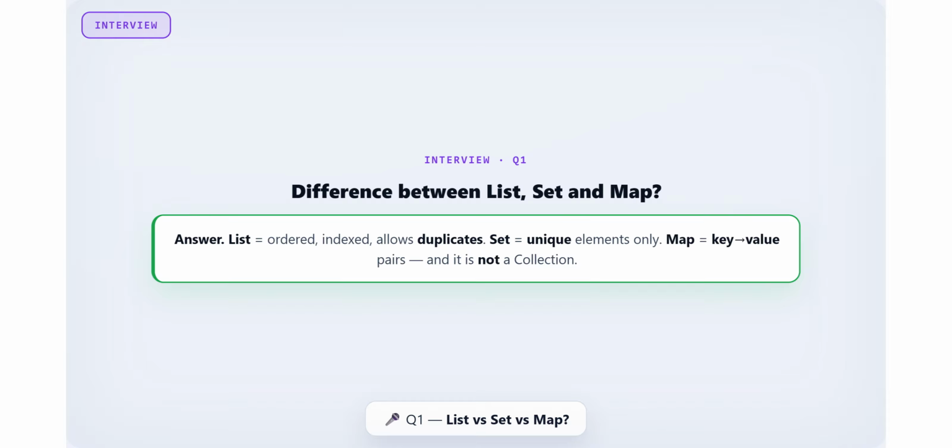Interview time. What's the difference between List, Set, and Map? A List is ordered and indexed and allows duplicates. A Set holds only unique elements. A Map stores key-to-value pairs, and unlike the others, it isn't a Collection.